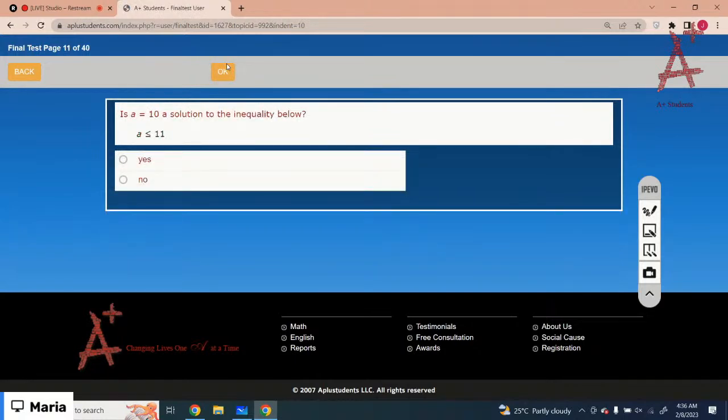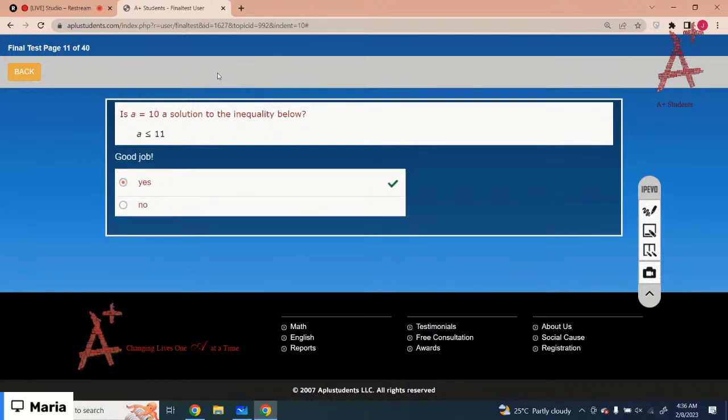Okay, is a equals 10 a solution of the inequality below? So just replace the a with the value. It would be 10 is less than or equal to 11. Is it true or false? A is less than or equal to 11. So replace the a with the value, 10 is less than 11. Yes, it is. So the correct option is yes.